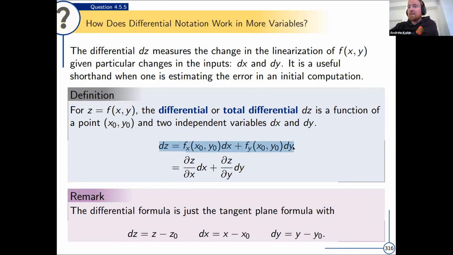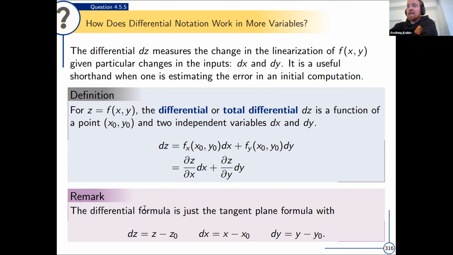Symbolically, we can write dz as the partial derivative at x naught, y naught times dx, plus the partial derivative at x naught, y naught times dy. And for shorthand, it's useful to write this as dz is equal to the partial of z with respect to x times dx, plus the partial of z with respect to y times dy.